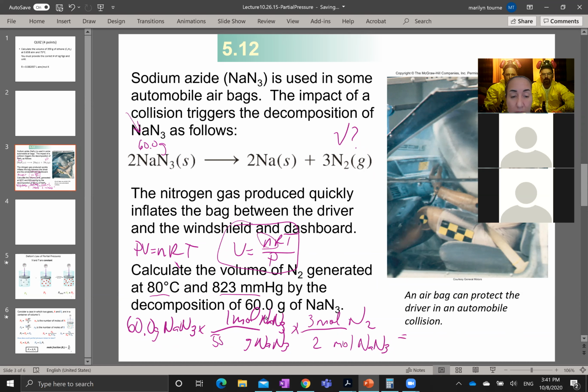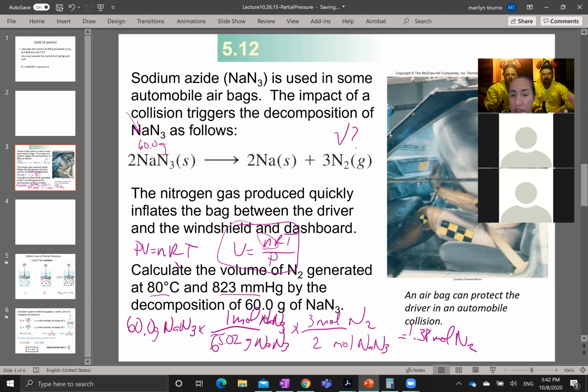65.02. Okay, 55.02. So then can someone give me this answer? 65. Oh, 65, my bad. So now can someone give me this answer? 1.38 moles of N2. Yes ma'am. Okay, 1.38 moles of N2.